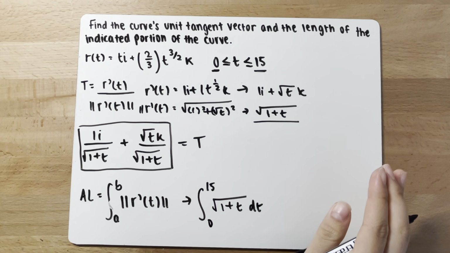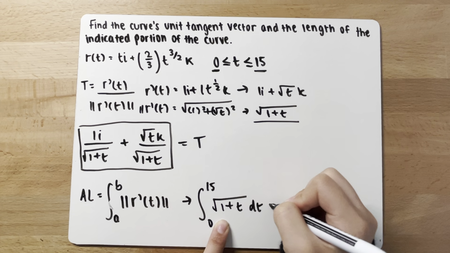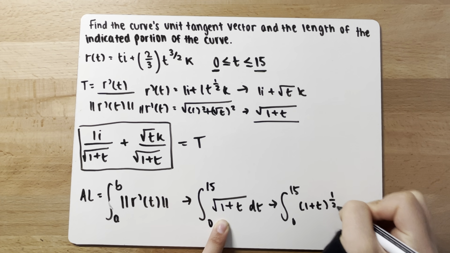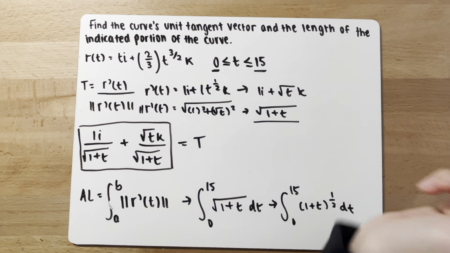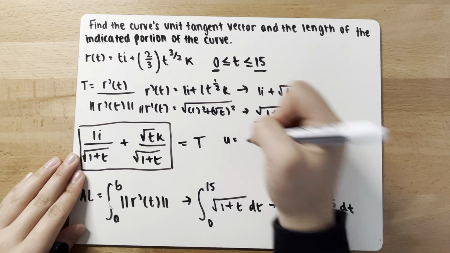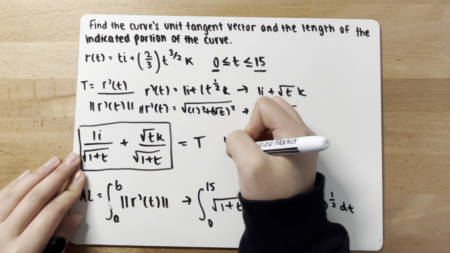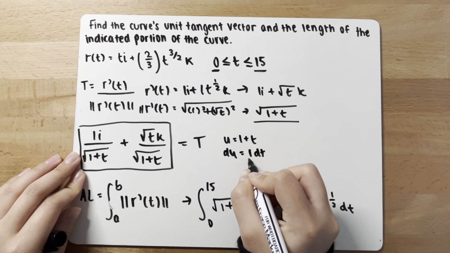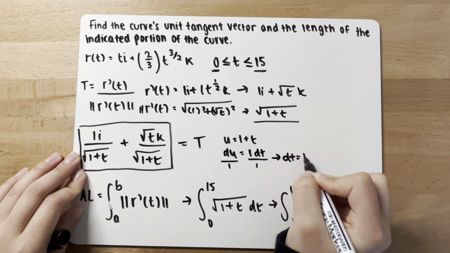Now, all you need to do is integrate this, and because there's a square root, you can rewrite this integral as (1 plus t) to the 1/2 dt. Now we are going to use substitution so that we can integrate this. So let's make u equal to 1 plus t. Then du will be 1 dt. Isolate dt, you get dt equals 1 du.